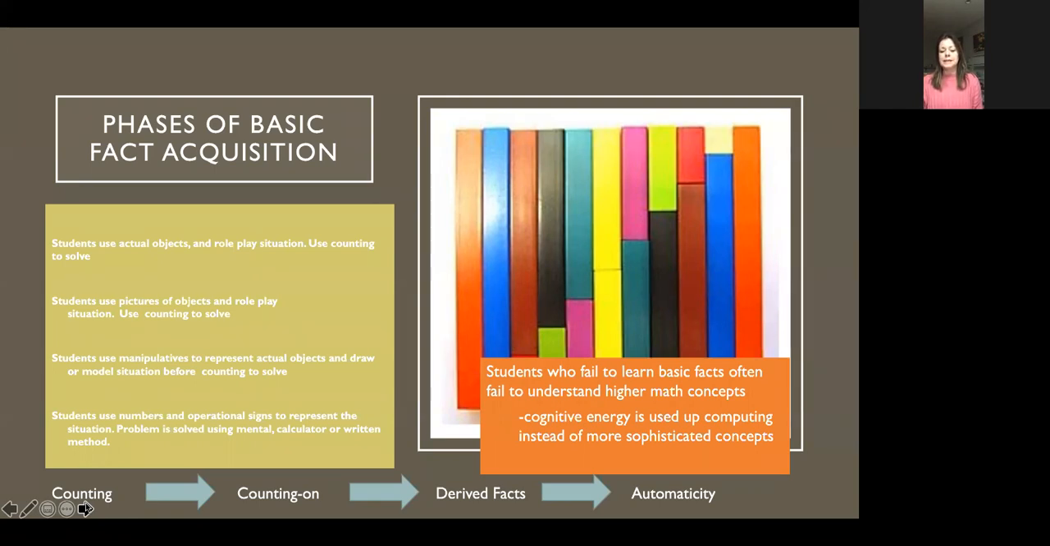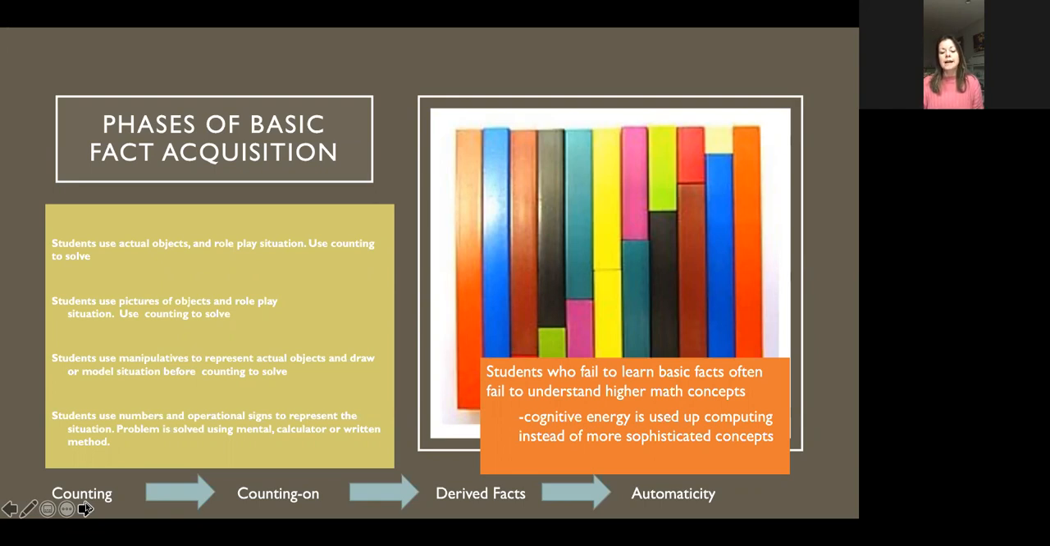Also, we don't want kids to hang out there too long. Once we know that they have that understanding in place, then we want to have them start to trust, well, I know when I added 5 and 5, that was 10. I don't need to count 5 and then count 5 more on. I just know, I remember, I can see with my hands, 5 and then 5 more is 10. 5 and 5, and then 1 more is 11.